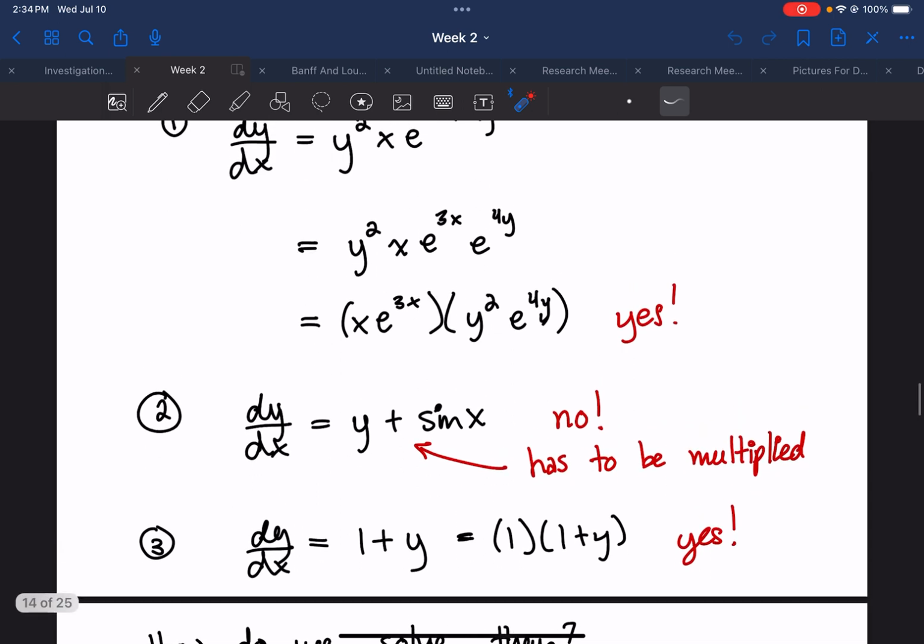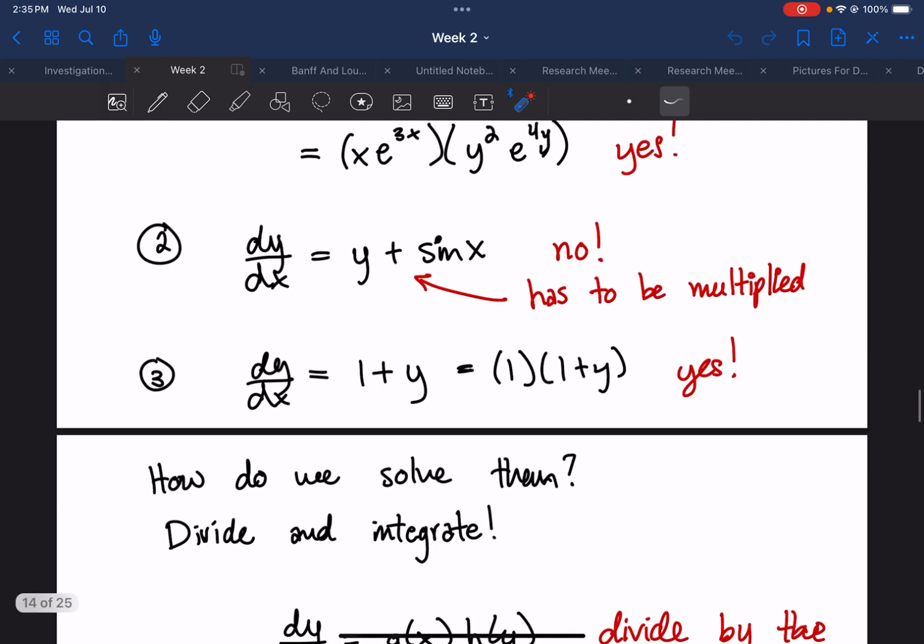Here's another one, kind of sneaky, right? dy/dx equals 1 plus y. I'm not seeing any x's here, but that's totally okay. I can take g of x to be the function 1, and h of y to be the function 1 plus y, right? And in that case, this is equal to g of x times h of y. So this is a separable equation. Very separable.